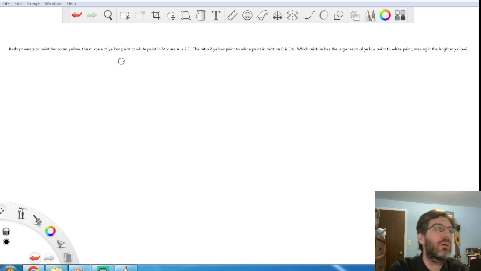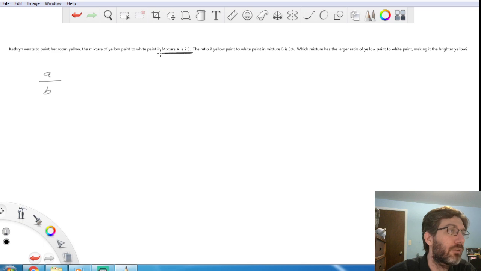So our first problem here, our goal today is to compare fractions, or sorry, compare ratios, which again, ratios are fractions. Just to remind you, a ratio is a comparison through division. So you have A over B, two quantities that you're comparing through division. Here, our problem says Catherine wants to paint her room yellow. The mixture of yellow paint to white paint, mixture A, is 2 to 3. So mixture A has a ratio of 2 to 3, and knowing that, that means we have 2 parts yellow because yellow is mentioned first, and we have 3 parts white because white is mentioned second.